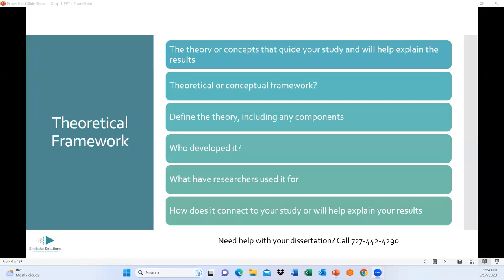They have the same function. And like I said, I like to keep things simple and practical, which means theoretical frameworks are typically associated with quantitative studies. Conceptual frameworks are typically associated with qualitative studies. Okay, now why is that so? Why does it matter? And this is largely because of how the studies proceed.